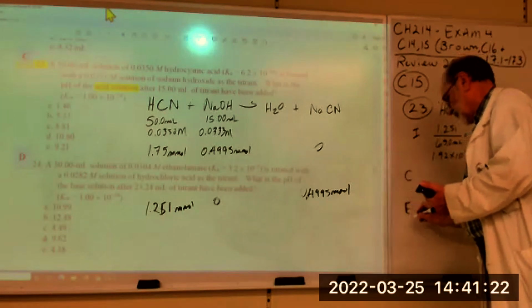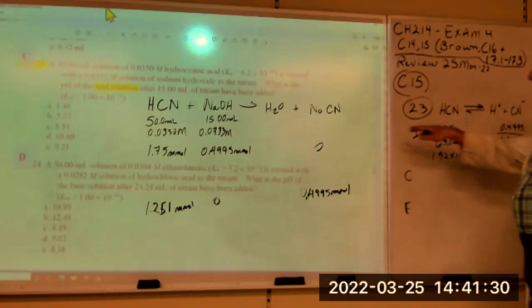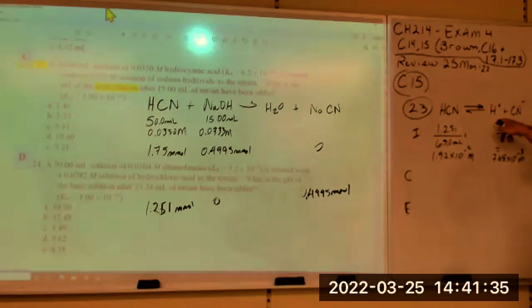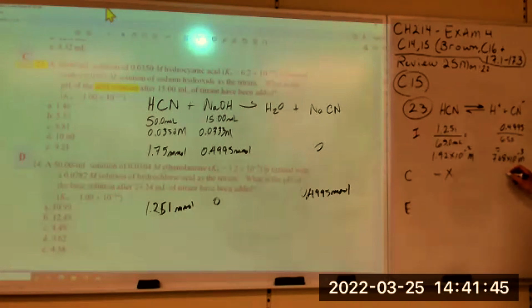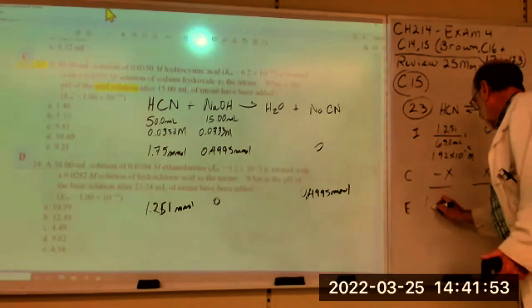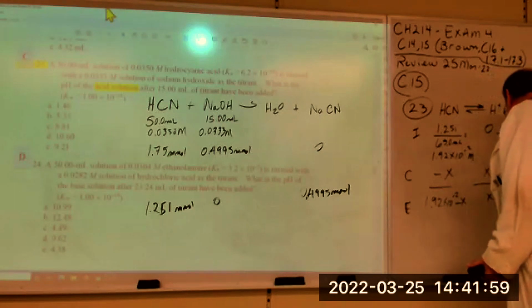Change, equilibrium. Okay, which way are we going to go? Well, we've converted all the hydrogen ions over here that we are going to make, so we don't have any hydrogen ions to speak of over here. That means the reaction is going to the right. So we're still going to lose some HCN, and it's going to produce an X here and an X there. So this is 1.92 times 10 to the minus 2 minus X. This is X, this is X.